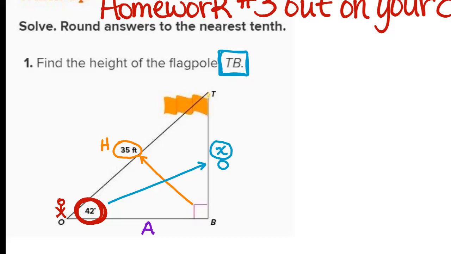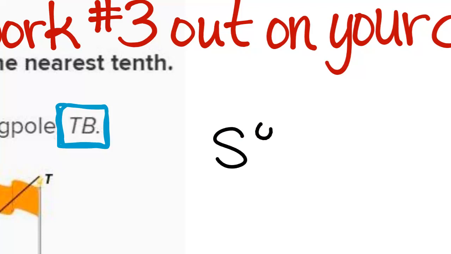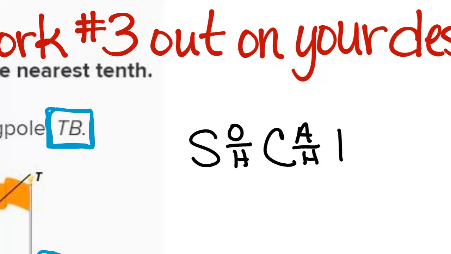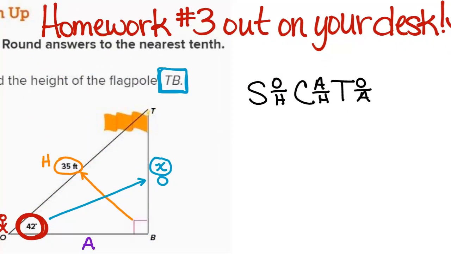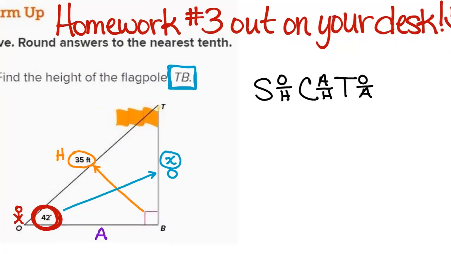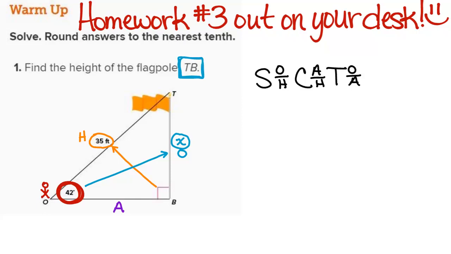So then we're going to break out SOHCAHTOA: sine opposite hypotenuse, cosine adjacent hypotenuse, and tangent opposite adjacent. Which one of these do we need to use to find the height of the flagpole? Sine, cosine, or tangent. Which side do we not know anything about?